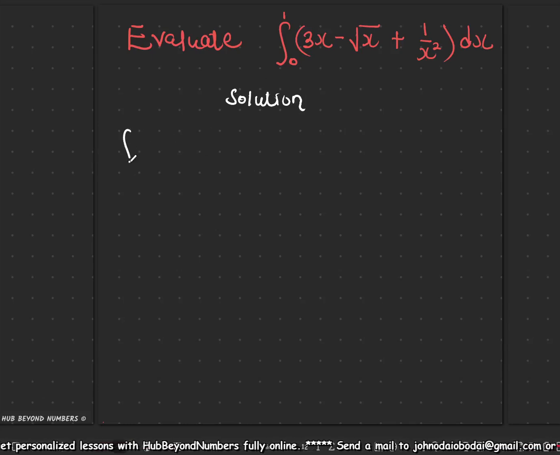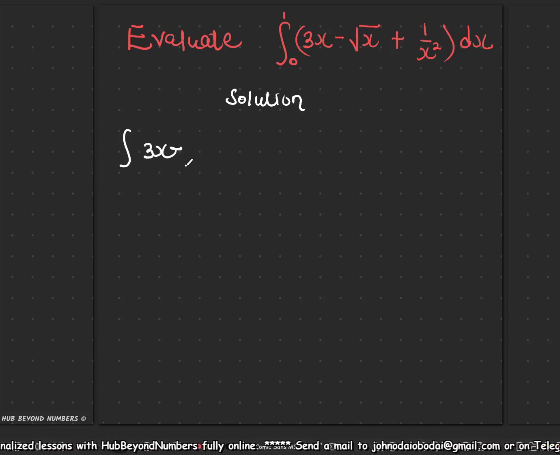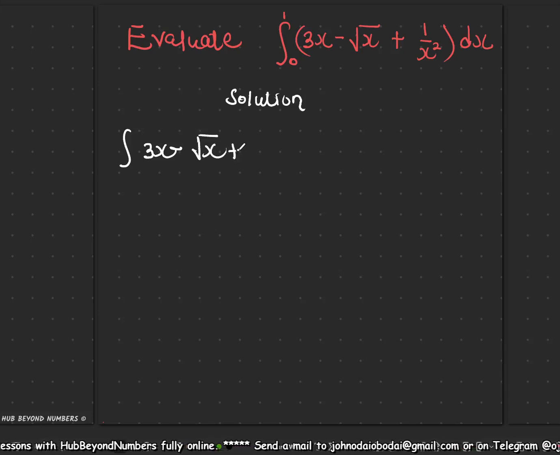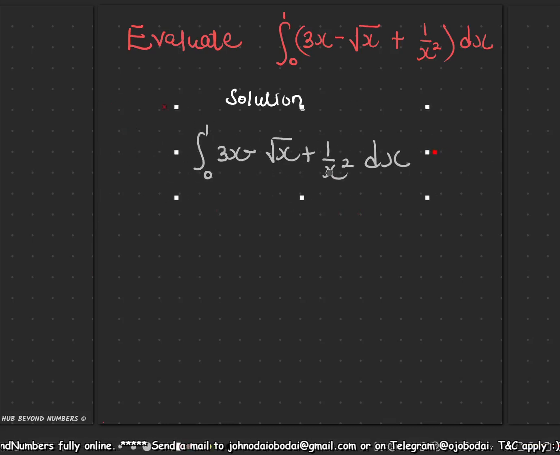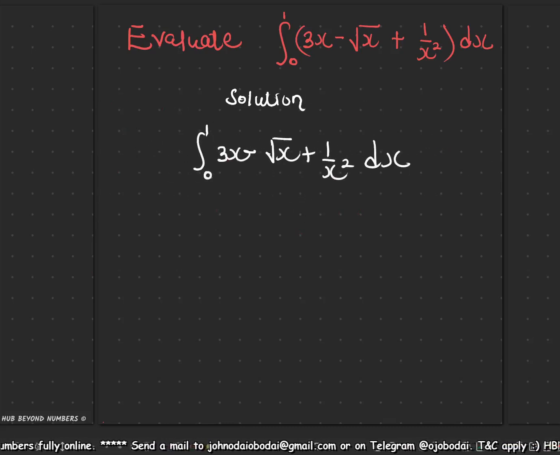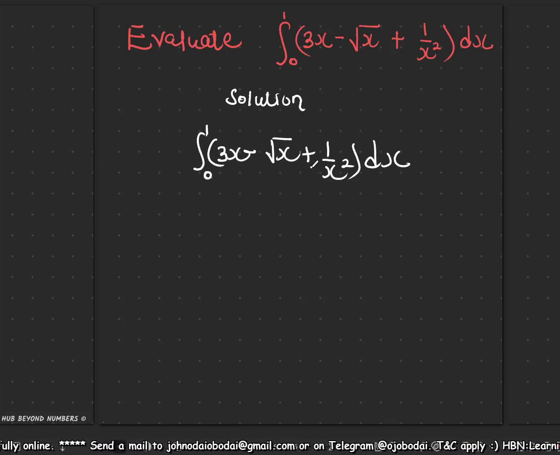So we have the integral of 3x minus the square root of x plus 1 over x all squared dx with our limits from 0 to 1. All right. So how do we approach this question? You can approach this with the idea of the integration of sums and difference.